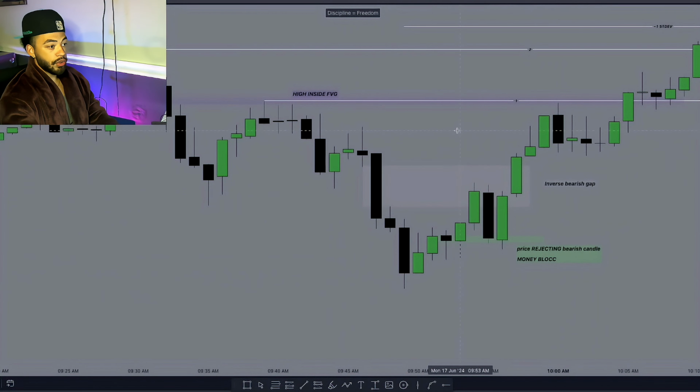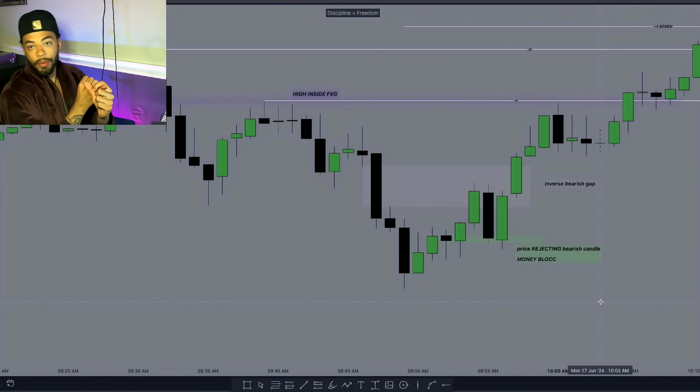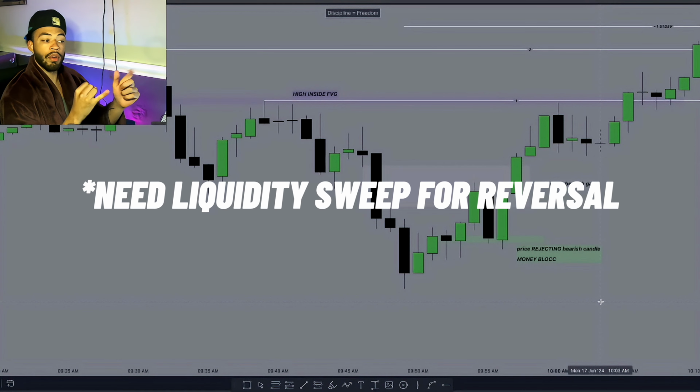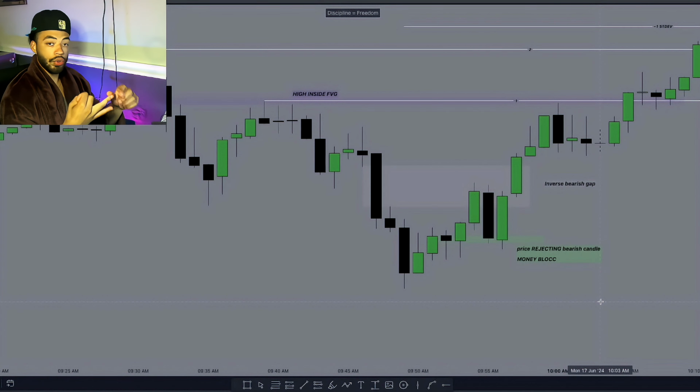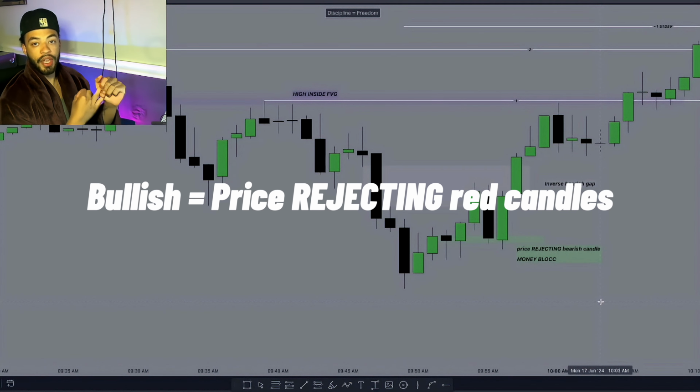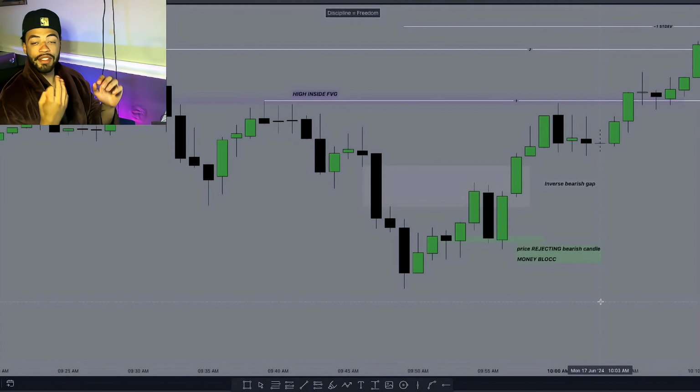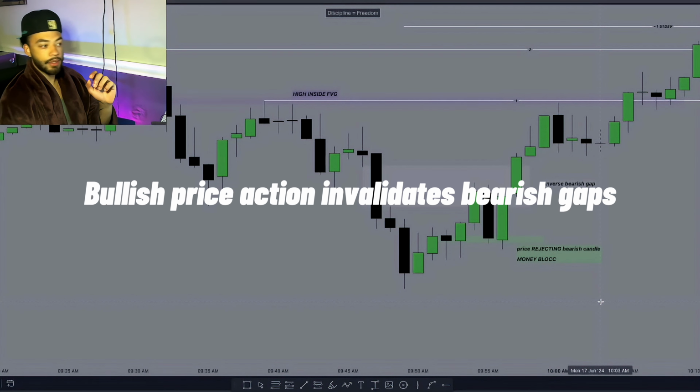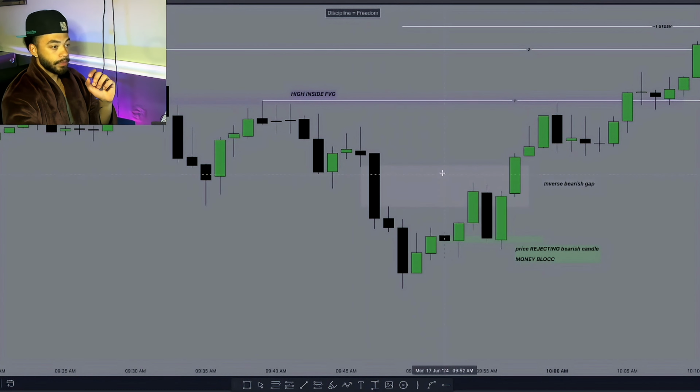So just in this little group of price, this is like what, probably 10 minutes of price action, because it's the 1 minute. There's 3 things that happen that let me know when we do violate this gap, we're going to go see higher prices. Liquidity sweep. We always need a liquidity sweep for a reversal. Number 2, the money block is being respected. Price is rejecting down close candles, meaning price is now bullish. And number 3, price is violating bearish fair value gaps. This being the main one.